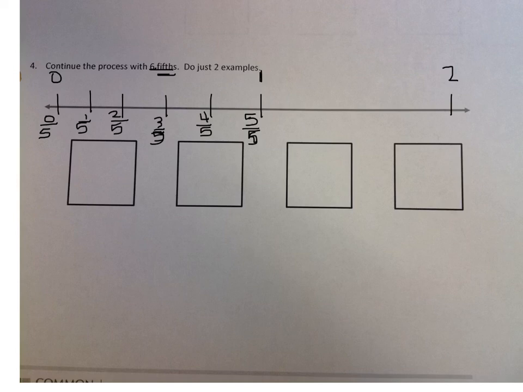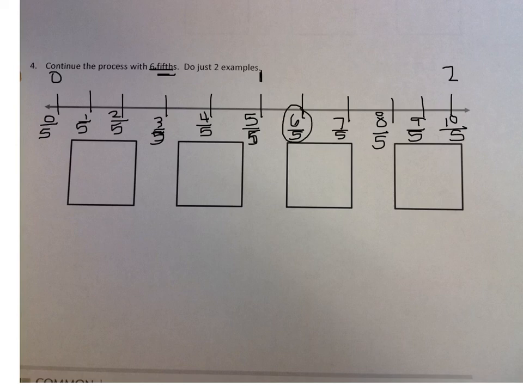Continuing this process, we're going to go between 1 and 2. And we're going to make another 4 cuts because we need to make this into fifths. 1, 2, 3, 4. And we're going to keep going: 6/5, 7/5, 8/5, 9/5, and 2 is actually 10/5. Okay? Today we're going to be talking about 6/5.